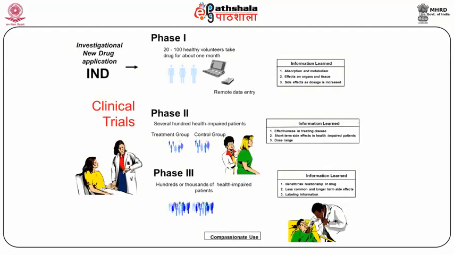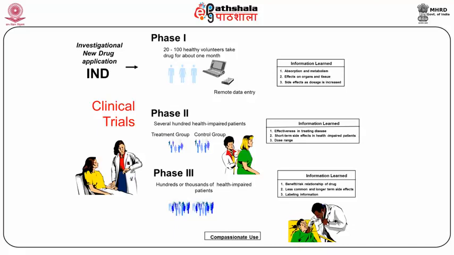The clinical trial phase starts with the investigational new drug application. We also call it IND. It has got three major phases. Phase 1 starts with 20 to 100 healthy volunteers who take part and who are supposed to be administered the drug for about a month. The responses are being recorded and entered as data. The information learned from this phase 1 is how a molecule is being absorbed and metabolized. What are the effects of the molecule on organs and tissues? What are the side effects as the dose is increased?